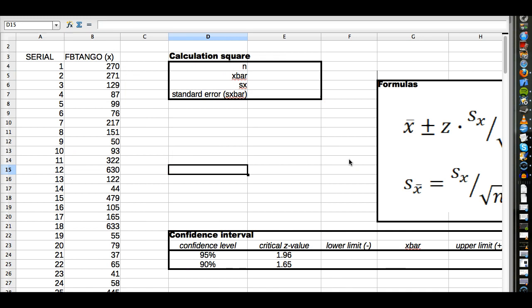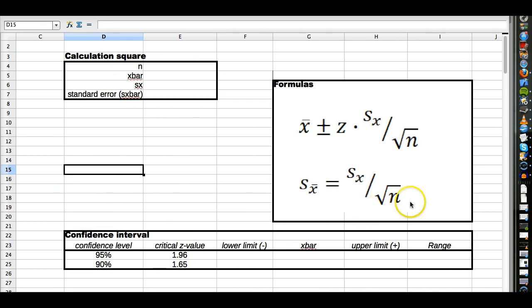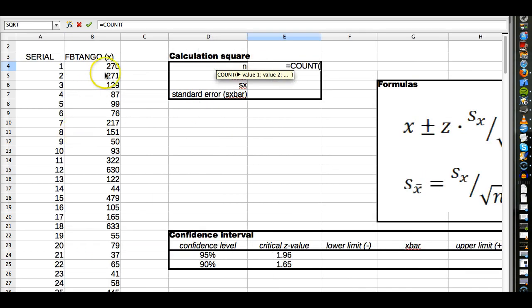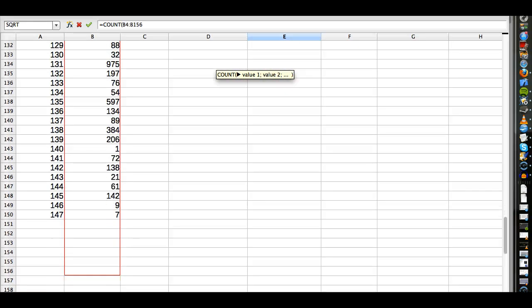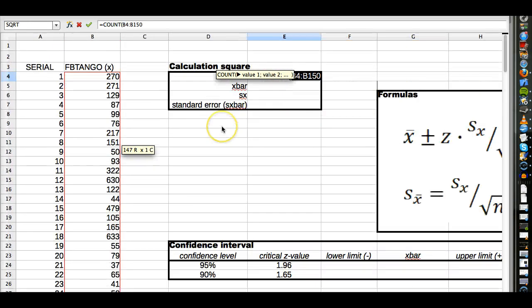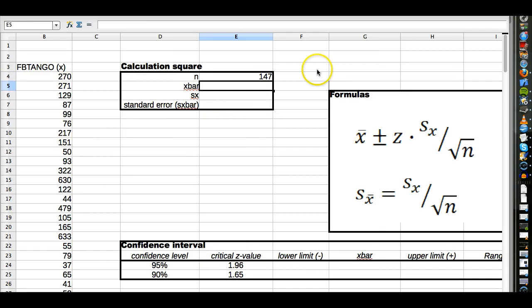The first part of the formula that we need is n, because the size of our sample is going to determine how sure we can be of our guess, and therefore it's also going to determine the size of our confidence interval. So I'm going to put my n here in the calculation square, equal to, and I'm going to count the number of observations I have. So I select my data set like this, all the way down. Okay. Close that parenthesis, and I find that we have 147 observations.